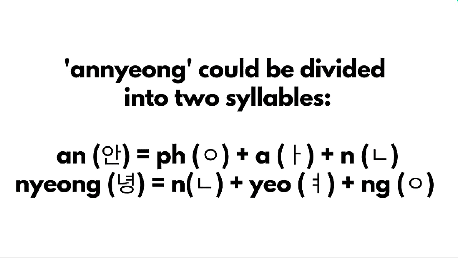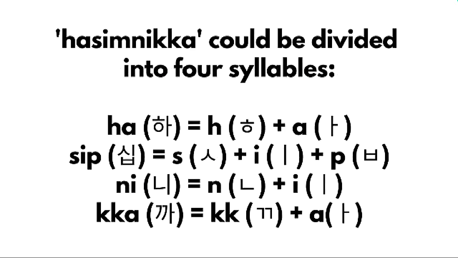An is formed from the combination of the sounds a and nieun, while nyong is formed from the combination of the sounds nieun, yo, and ieung. So that's annyeong. The second part, hasimnika, could be divided into four syllables, ha, sim, ni, ka. The first syllable ha is formed from the combination of the hieut and a sound.